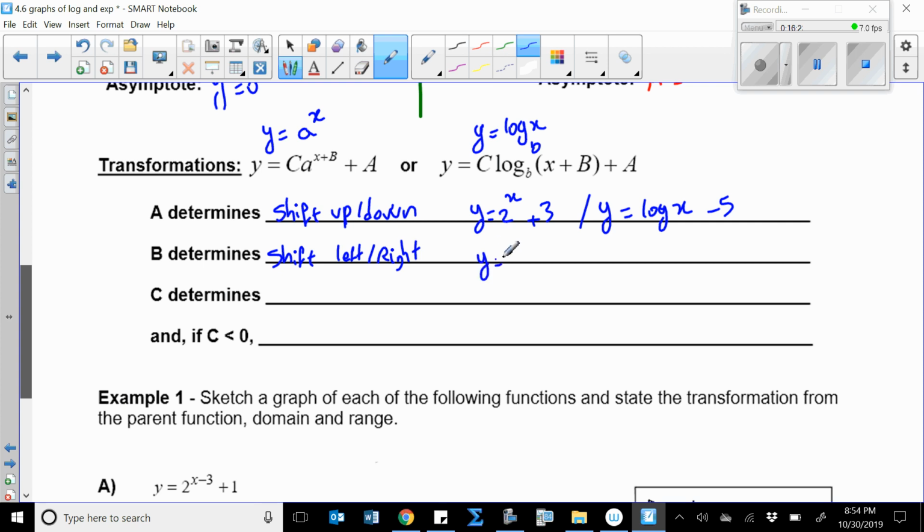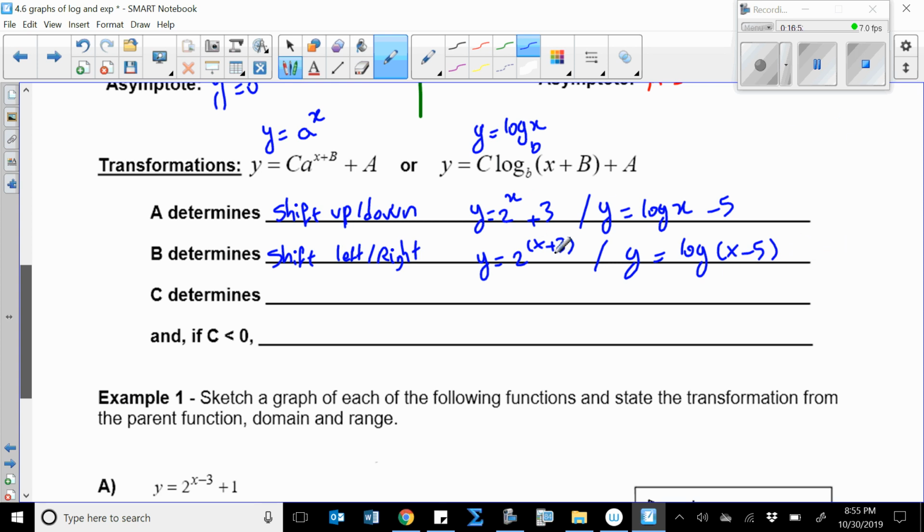For example, y equal to 2 to the power of x plus 3. This one, because it's plus 3, is moving to the left, because the changes to the inside are always kind of inverse. Although I have plus, instead of moving to the right, it's moving to the left. And y equal to log of x minus 5 is moving to the right.